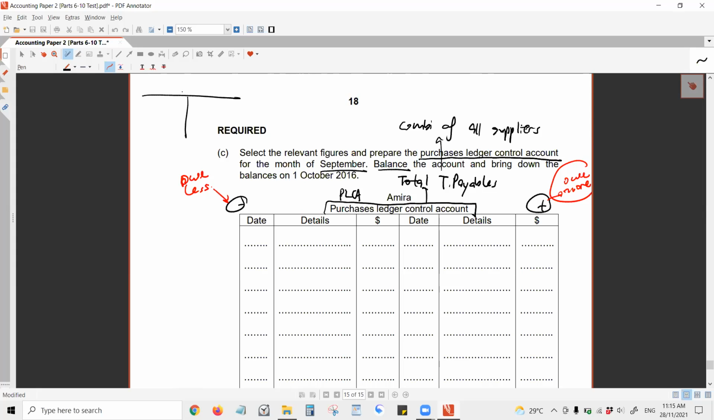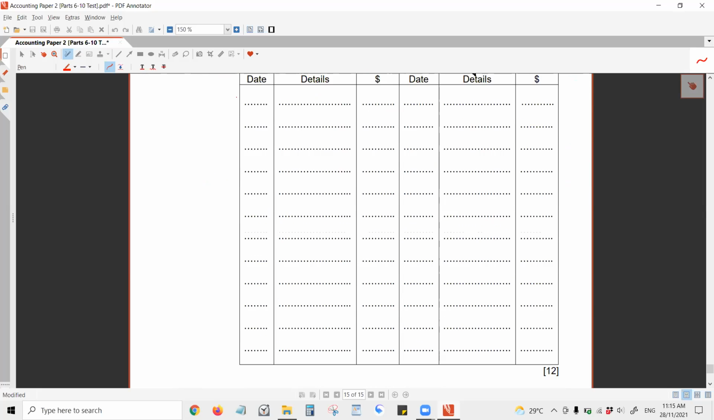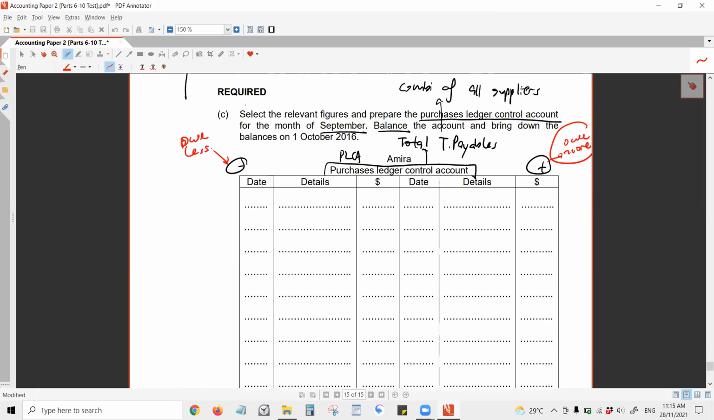If you are doing a sales ledger control account, which is a combination of all customers' accounts, plus and minus are on different sides. If you know where the plus and minus are for customer and supplier accounts, then doing this is very easy. Again, the challenge is you have to decide for each number whether it should go to the debit side or the credit side. How many marks? 12 marks. A lot of marks here.